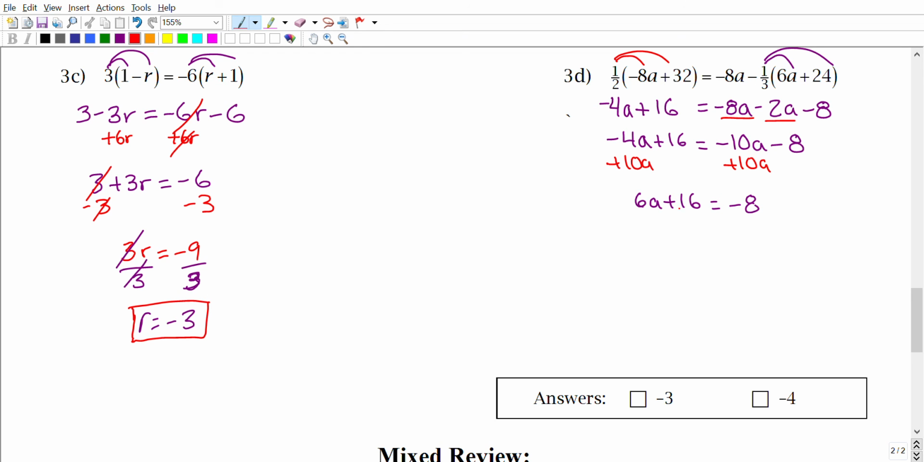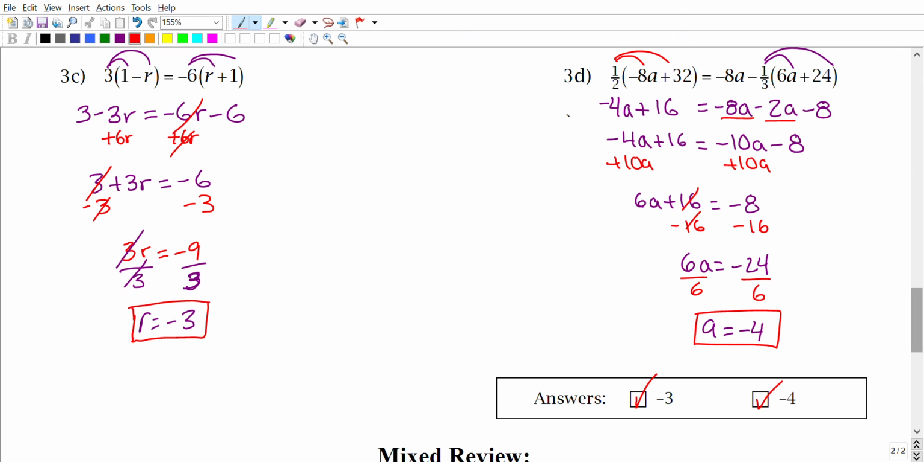Follow that up with SADMAP, so get rid of the 16. I get 6a equals negative 8 minus 16 is a negative 24. Last step here is get rid of that 6. So I get a equals negative 4. All right, so again, both of those answers are on our answer box.